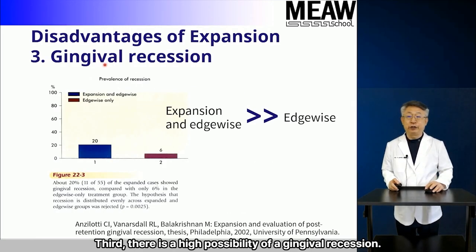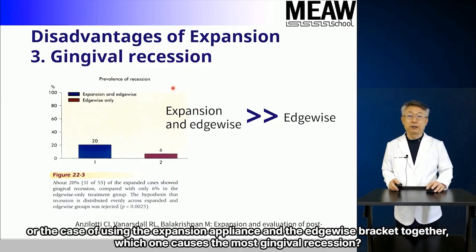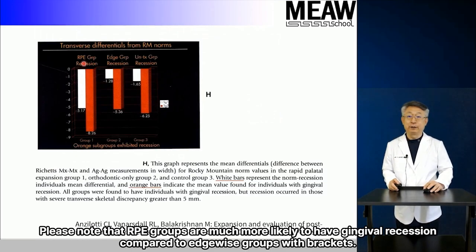Third, there is a high possibility of gingival recession. In the case of using only the edgewise bracket, or the case of using the expansion appliance and the edgewise bracket together, which one causes the most gingival recession? In the case of using the expansion appliance and edgewise bracket on the maxilla, the gingival recession was 3 times more than that compared to the control group. Please note that RPE groups are much more likely to have gingival recession compared to edgewise groups with brackets.